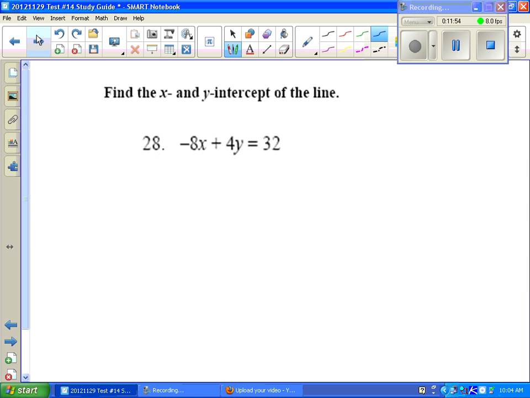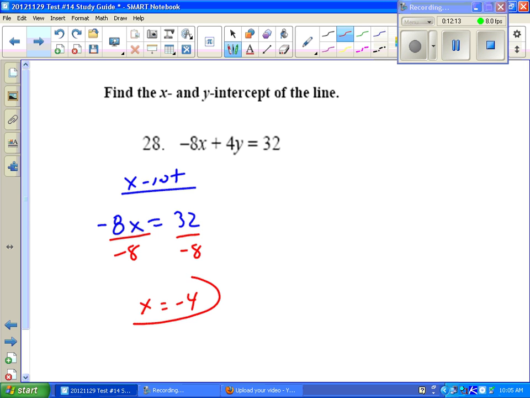And then the last one from the study guide, you're doing the same thing. X-intercept, do this one a little quicker, is y times 0, so negative 8x plus 4 times 0 would eliminate it, so it'd be equal to 32. Get x by itself by dividing by negative 8, and x is negative 4. So your x-intercept is negative 4.